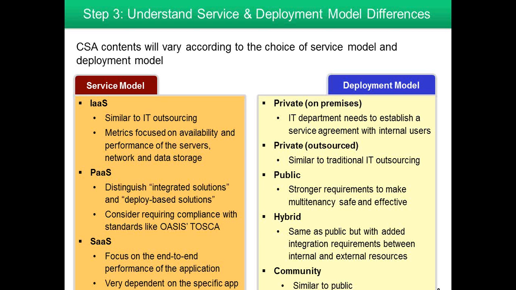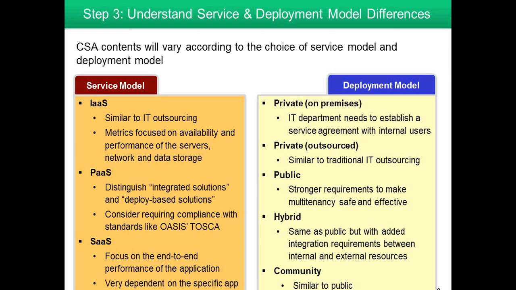The service and deployment models go back all the way to the NIST reference architecture for the cloud, defined several years ago. When we talk about service model, we talk about whether it is infrastructure as a service, platform as a service, or software as a service. And the content of the CSA will vary accordingly.